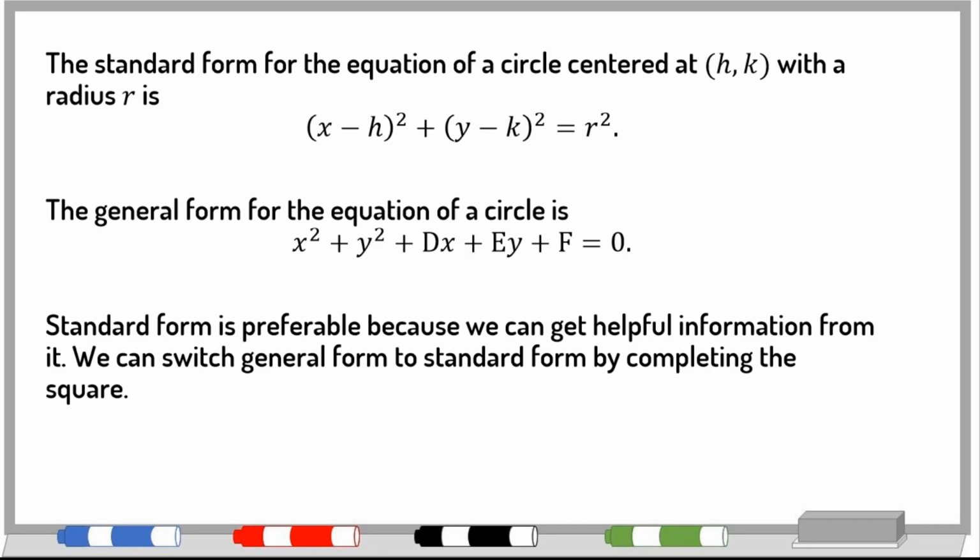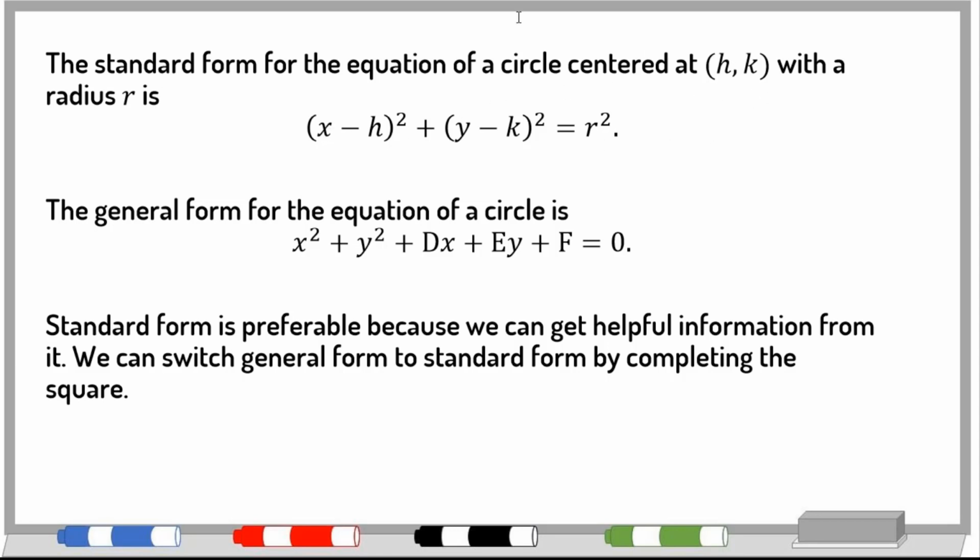There are two formulas that we normally see associated with circles. The first one is called standard form, and standard form is going to be the form that we'd prefer to have it in because it tells us the most information. So if you can see this formula right here on my screen, this is standard form for the equation of a circle that is centered at some arbitrary point h comma k with some arbitrary radius r, and it looks like this whenever we write it out.